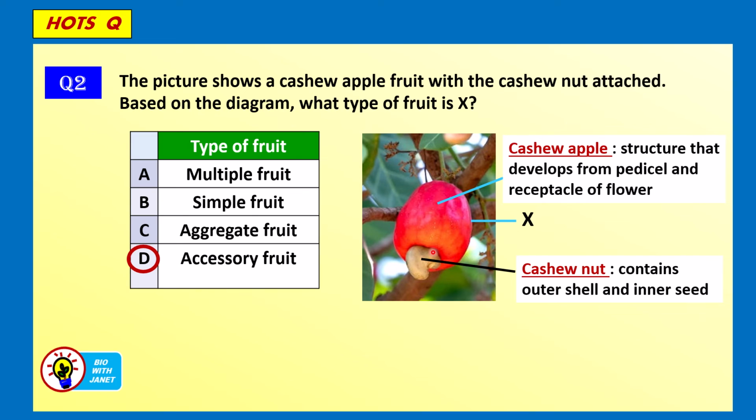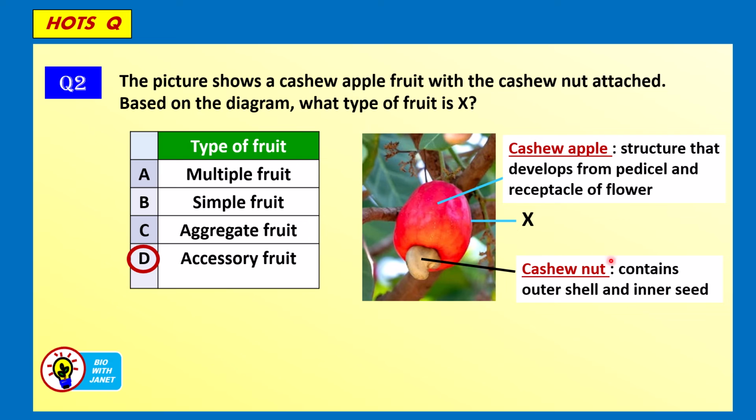Then what happened to the flower? Now the flower contains the ovary, and it finally developed to form the cashew nut with the shell. The outer shell was actually the wall of the ovary that developed to form the shell, and inside is the seed, which developed from the ovule of the flower.